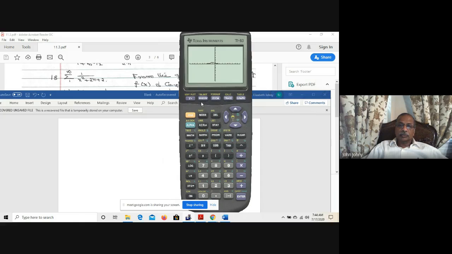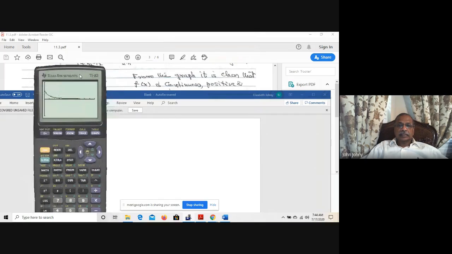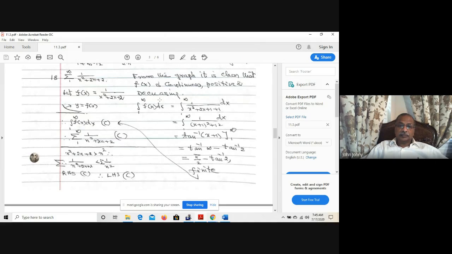Let us change the window, because it cannot be negative, it's integers. So window 0 to 10, negative 1 to 1 will be fine. So see that graph. From that graph, you see that f(x) is continuous and positive, because it is above the x-axis, and decreasing. Therefore, you can apply the integral test.